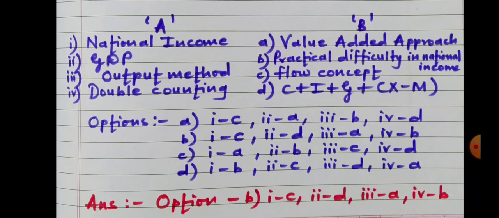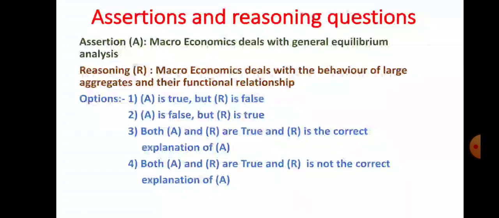So in this objective type question, no need to mention format of the question, directly mention answer. Now let us see next objective type question, that is assertion and reasoning questions. Okay, let us see the first example. Here the given assertion is that macroeconomics deals with general equilibrium analysis, and the reasoning given is that macroeconomics deals with the behavior of large aggregates and their functional relationship.